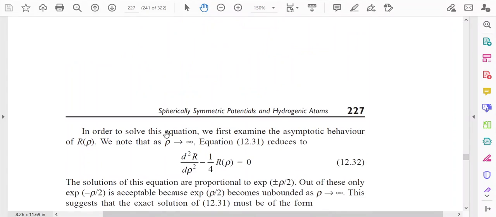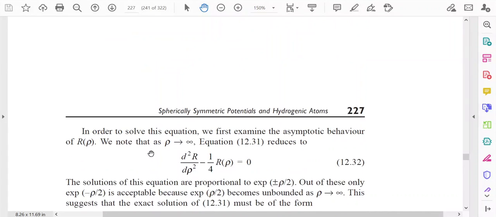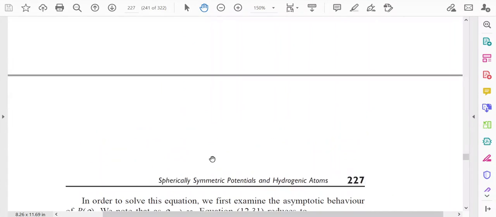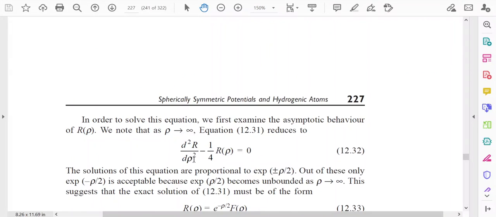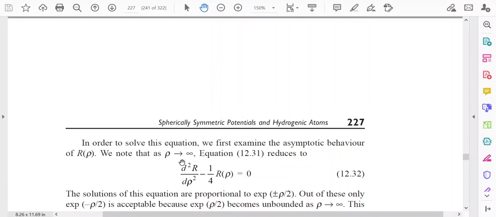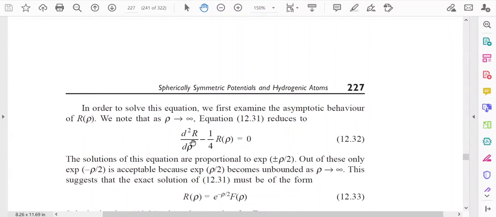So, how to solve? In order to solve this equation, we first examine the asymptotic behavior of R of rho. Here R is a function of rho, and for rho tends to infinity, this equation reduces to d square R by d rho square minus 1 by 4 into R of rho is equal to 0, because as rho tends to infinity, 1 by rho tends to 0. So, writing 1 by rho equal to 0, the equation simplifies to this equation.